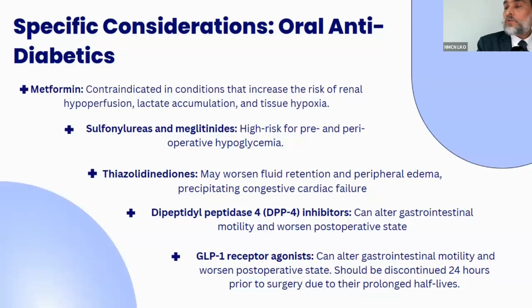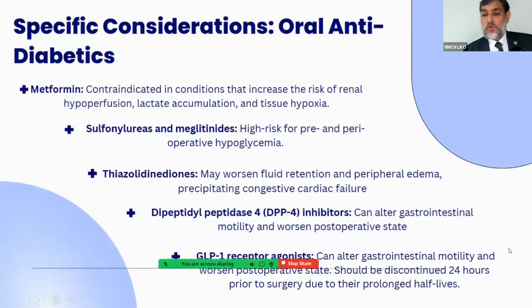DPP-4 inhibitors can also create a problem. They alter gastrointestinal motility and worsen the post-operative state. GLP-1 receptor agonists can also affect gastrointestinal motility and worsen the post-operative state, and should be discontinued 24 hours prior to surgery due to their prolonged half-lives.